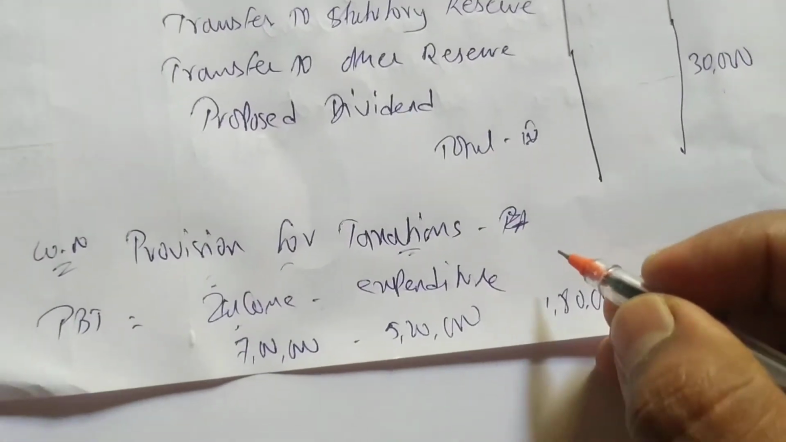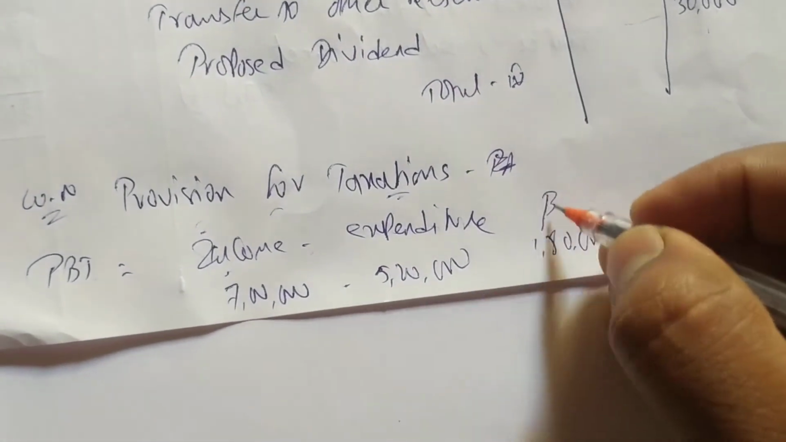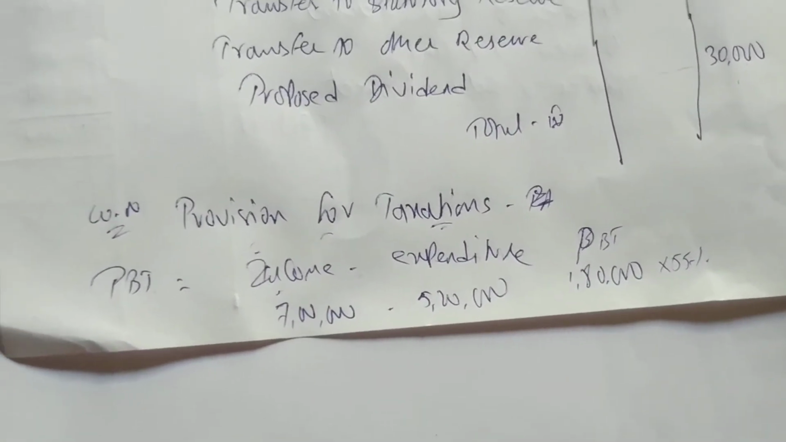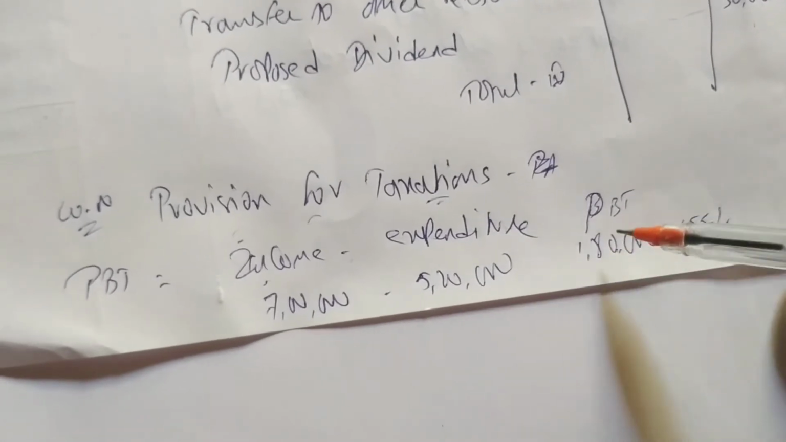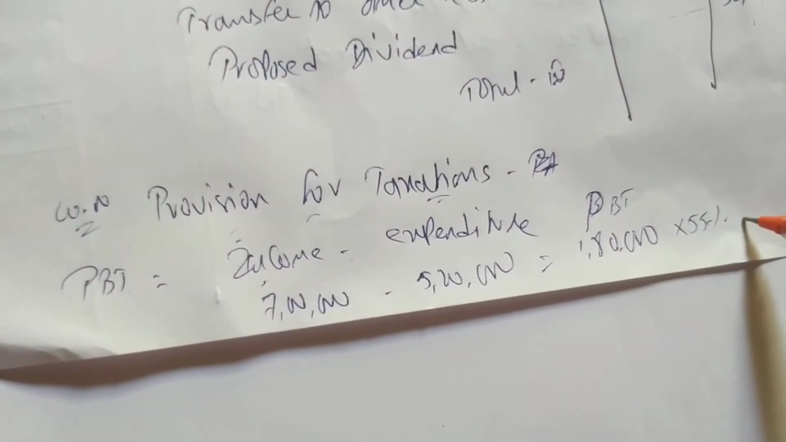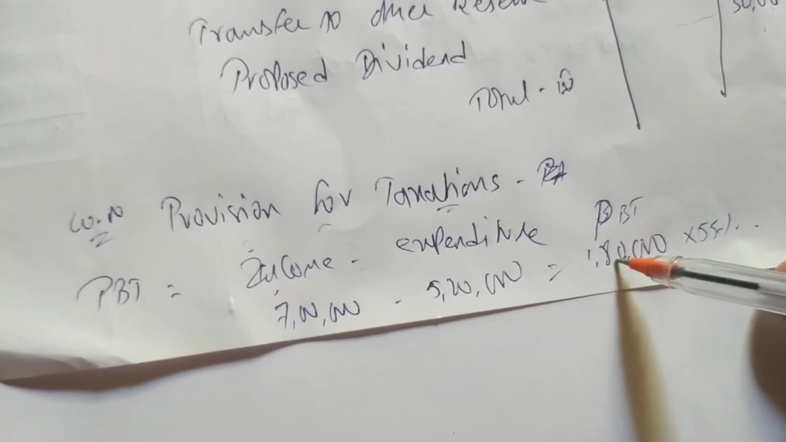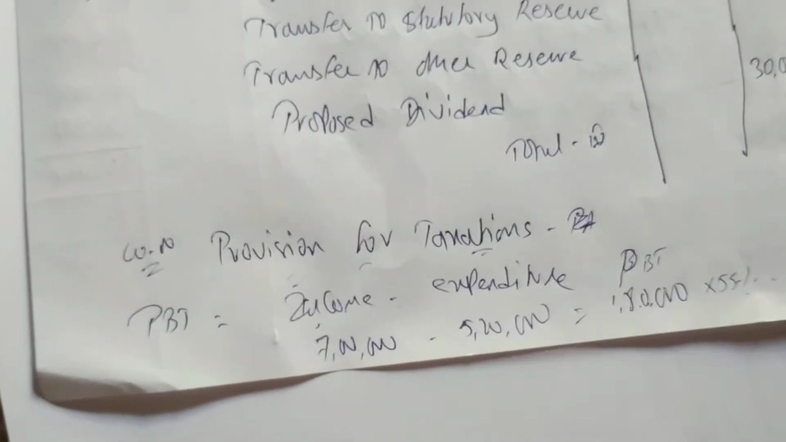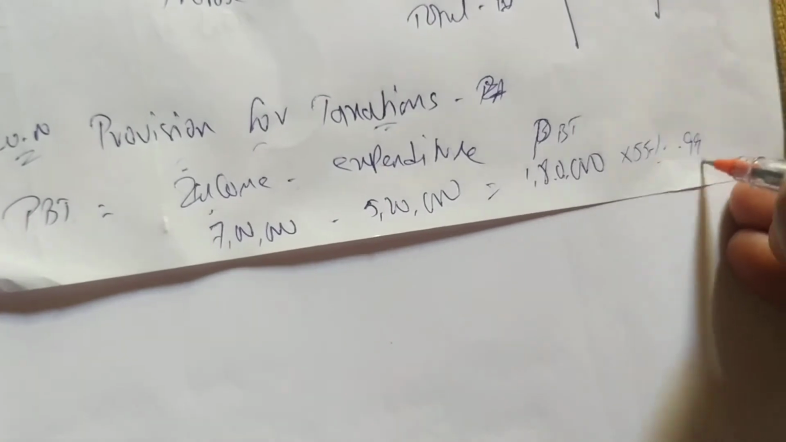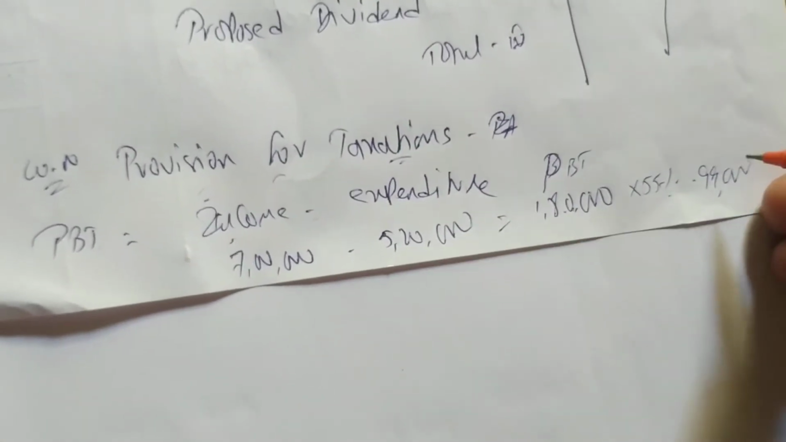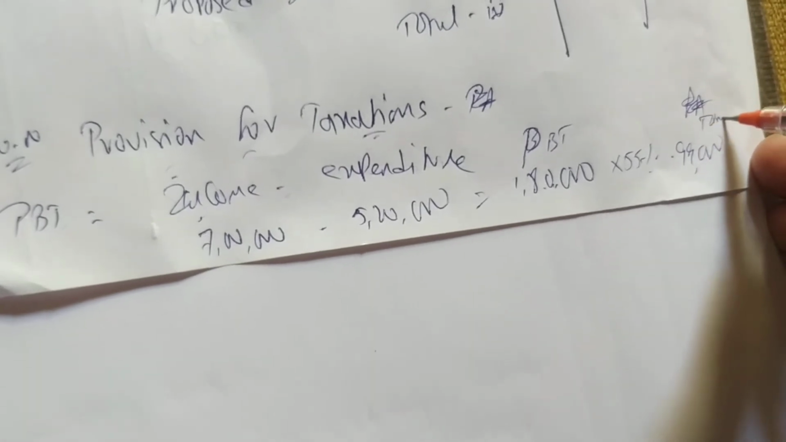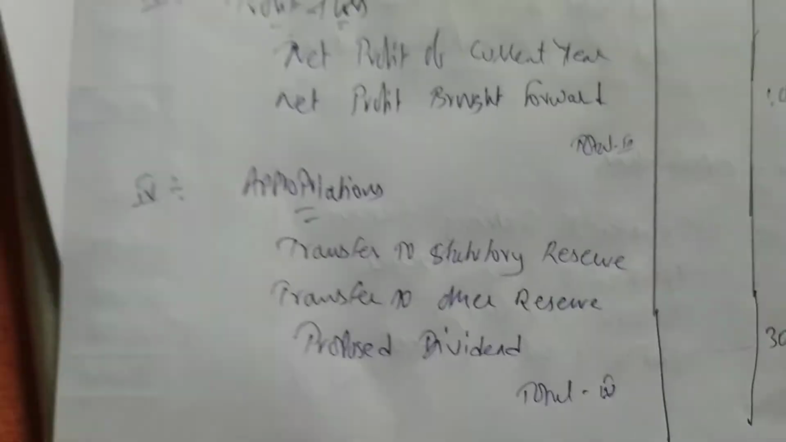Okay, so on this profit before tax, PBT, we call this as PBT. On this we charge how much percent? 55%. In the question he said 55%. So on profit before tax we charge 55%. So 1 lakh 80,000 into 55% you will get 99,000. So what is 99,000? Sorry, this is tax. How much is tax? 99,000.